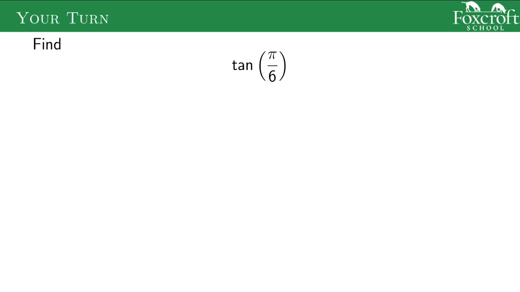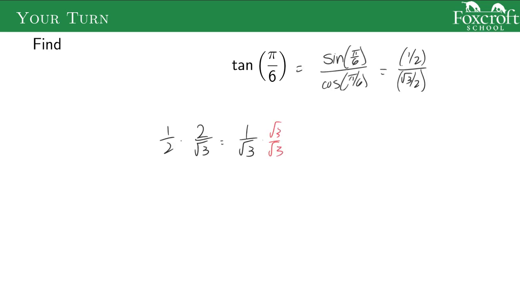Right, so here's one for you to try on your own. Find tangent of pi over 6. And the final answer you should get is the square root of 3 over 3. So this is actually the final answer there. All right, sine of pi over 6 is 1/2. Cosine of pi over 6 is the square root of 3 over 2. And this one simplifies very similar to our last example. The 2's cancel. We have to get rid of that square root on the bottom, and we get our final answer.